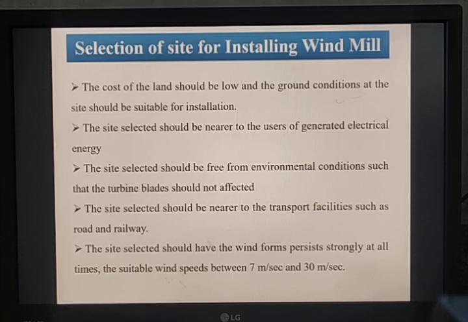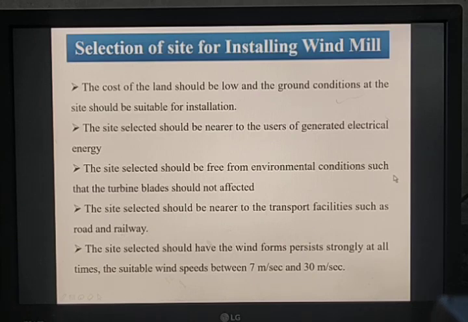Select an area within 10 miles of a transmission line, that is, close to a suitable electrical grid. If it is constructed away from the transmission line, again line losses will occur. For that purpose, as much as possible it should be constructed near the load center. Connection with the national power grid: once we have generated the power, immediately we can connect it into the grid system.